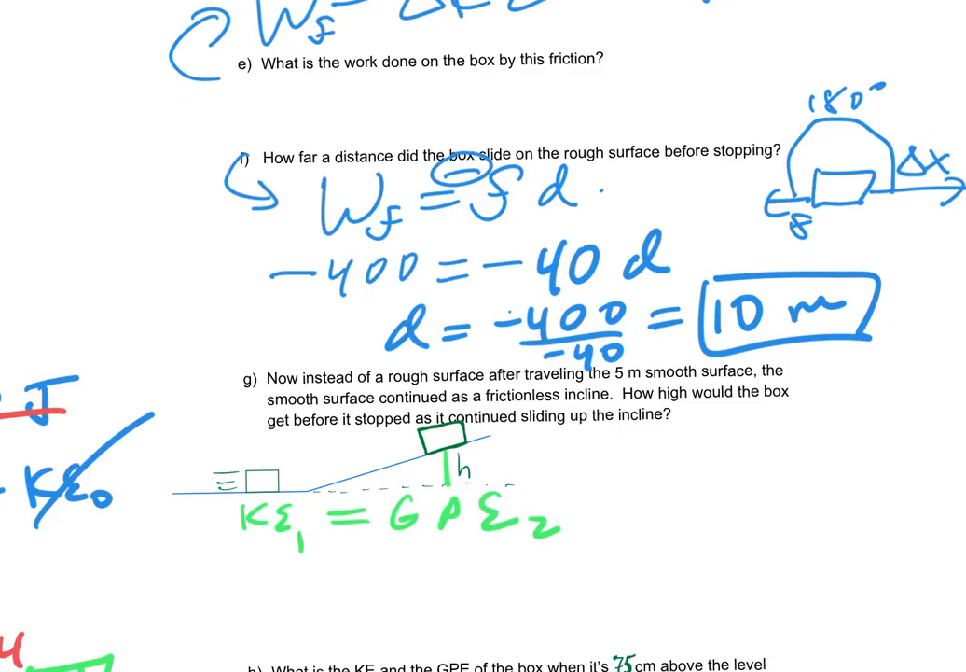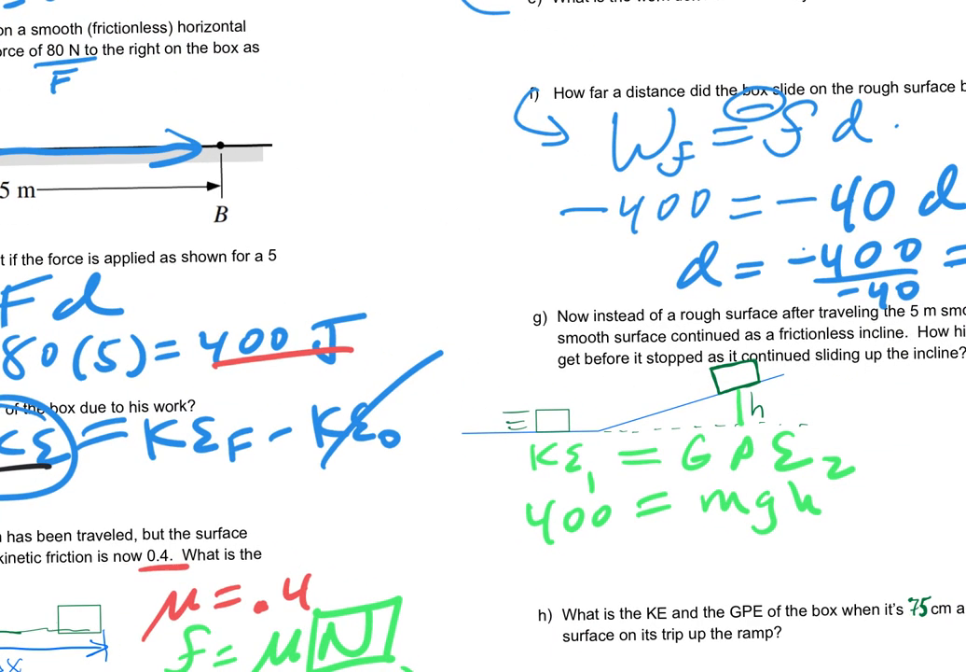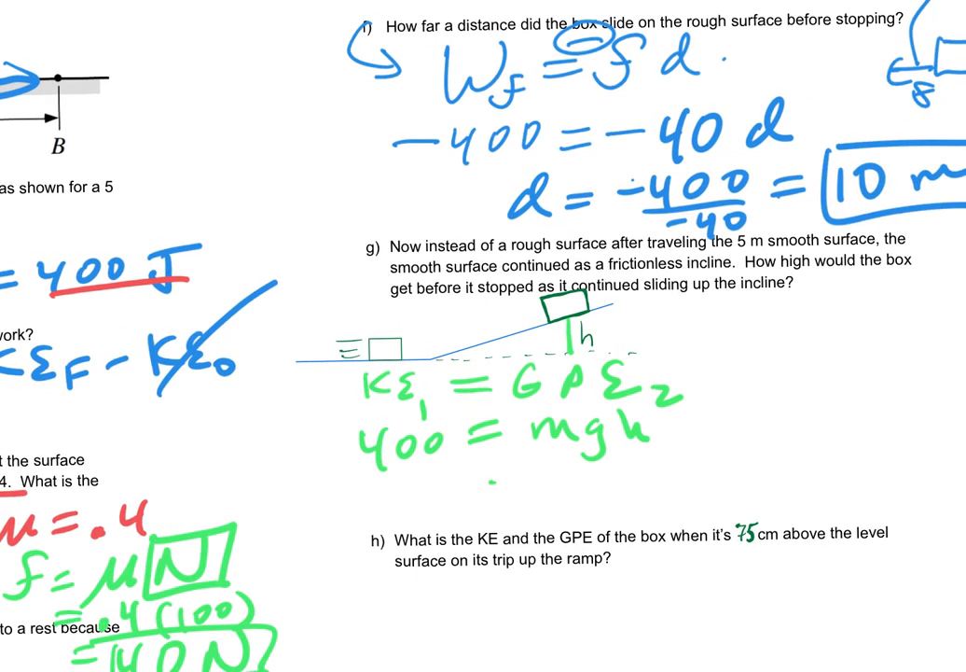I already know KE is 400 from before. This is all the same problem. So mgh. Okay, so mg is, what's the weight of the box? 100. That's what mg is. Equals 100 times h. So we know that h would equal 400 divided by 100, or 4 meters.